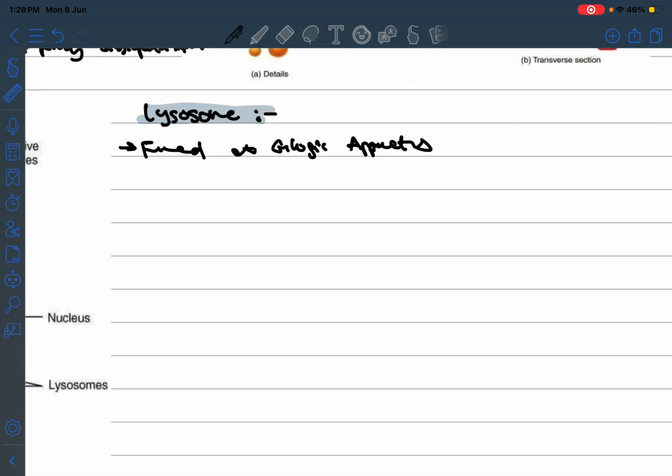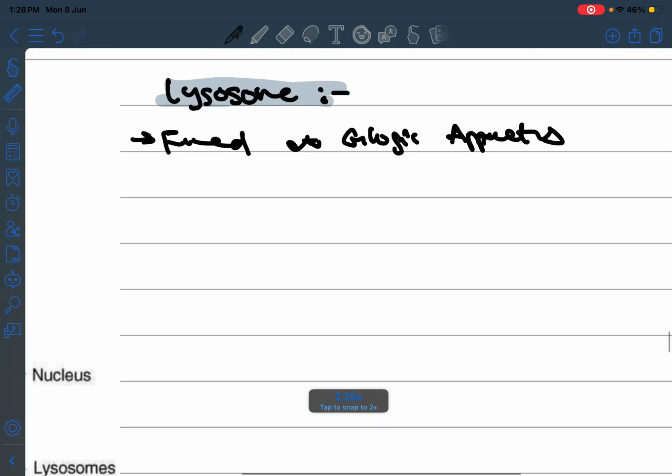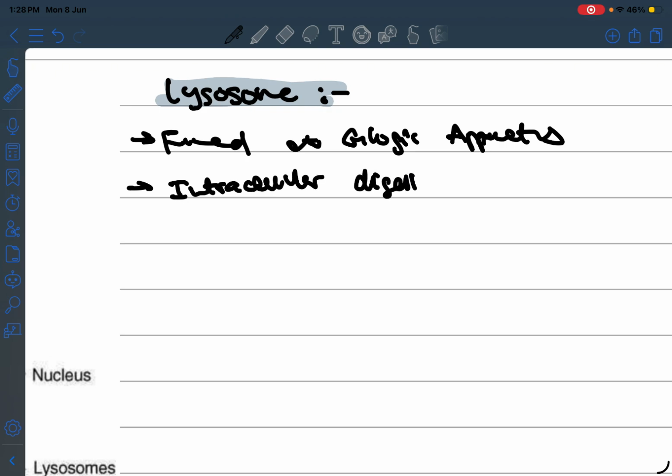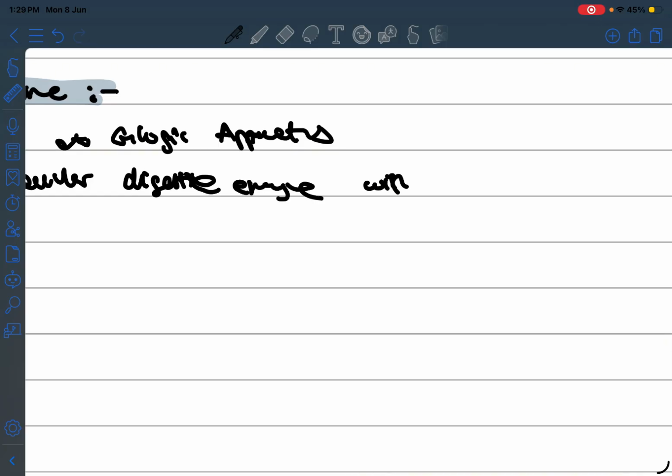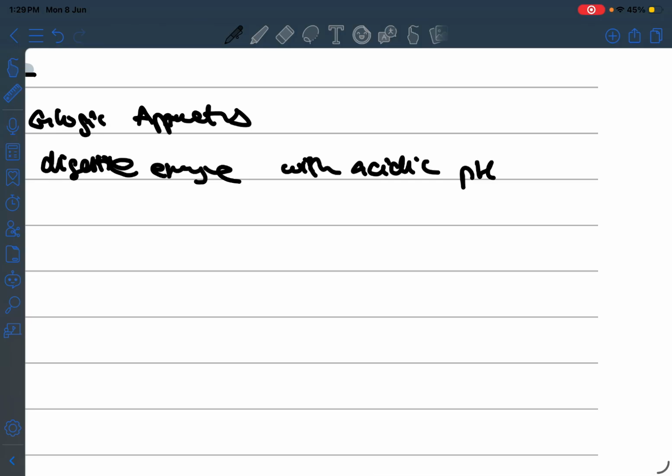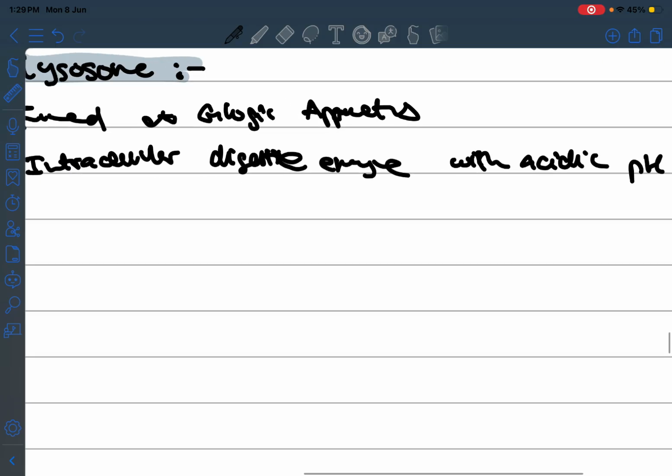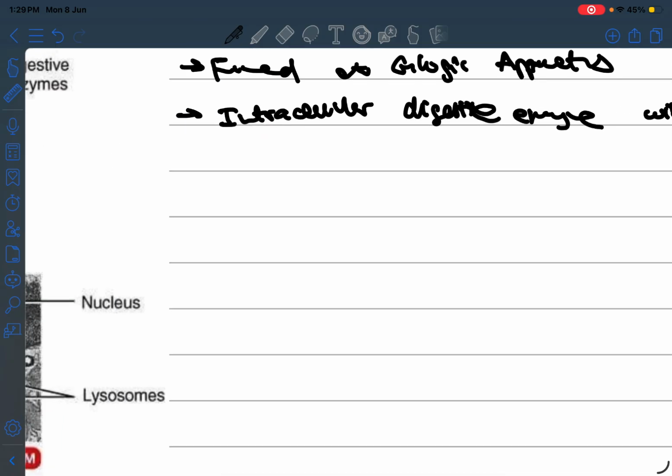A better way to think of them is like they're the demolition crew. They just break everything down. Very helpful though. In terms of how they do it, they have intracellular digestive enzymes with an acidic pH, called lysozymes, and they're present in a lot of your excretions. For example, lysozymes are present in your tears and your sweat sometimes as well. Things like that. Now, the specific functions of lysosomes, there's a lot.